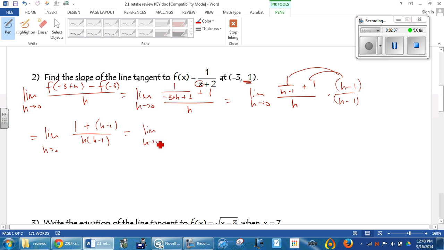But we can go ahead and combine like terms here. 1 minus 1, that's going to cancel out. We're left with h on top, and we can cancel that out with the h in the denominator. So we're left with 1 over h minus 1. Now we can use direct substitution because those h's have canceled out. We're no longer going to get 0 over 0. Now if we put 0 in for h, we get 1 over negative 1, which leaves us with a slope of negative 1.